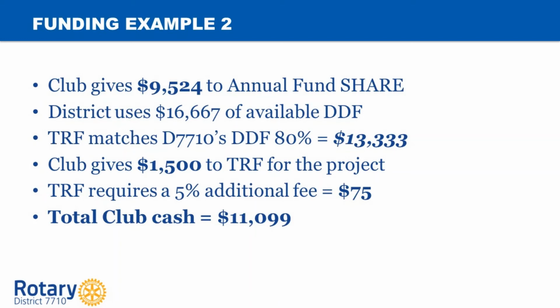Remember, no checks should be sent directly to the Rotary Foundation. Instead, all checks should be made out to the Rotary Foundation and mailed to Mary Cam for processing. In this example, your club would write 2 checks made out to the Rotary Foundation. One check would be in the amount of $9,524 and have annual fund RY 2021-22 written in the memo line. The other check would be in the amount of $1,575 and have the global grant number written in the memo line.